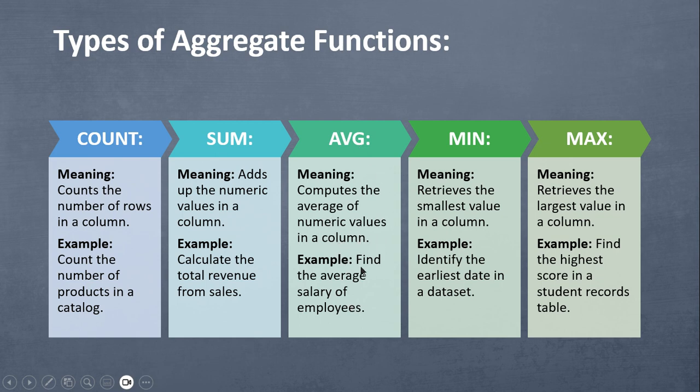Like that, we have average, to get the average of a set of values, computing the average of numerical values in a column, for example the average salary of employees. We have the minimum function, which gives the minimum value in that column. Then we have the maximum function, which retrieves the largest value in the column, such as finding the highest score in the student records. Let's see one by one in the workbench itself.